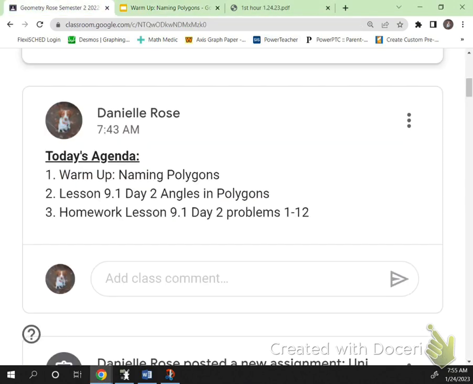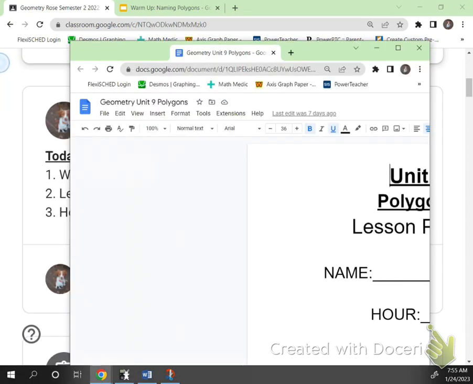Here's what we're doing today. We're going to do lesson 9.1, day 2. So we should be on page 7 of our lesson packet. And today we're going to talk about angles in polygons.